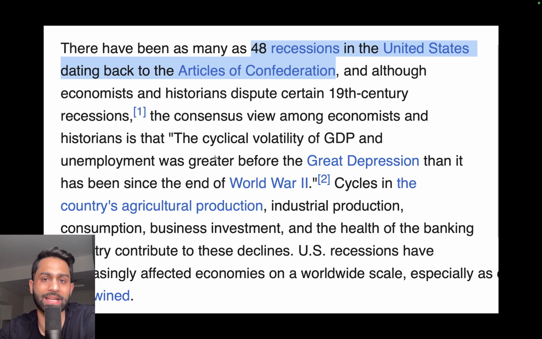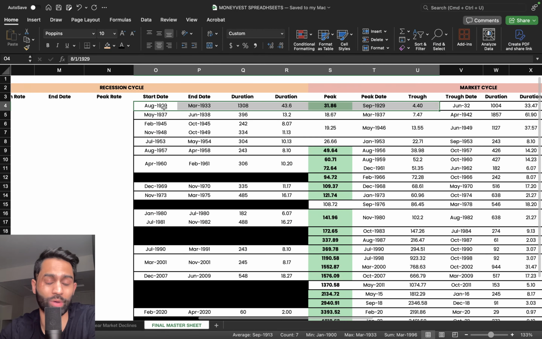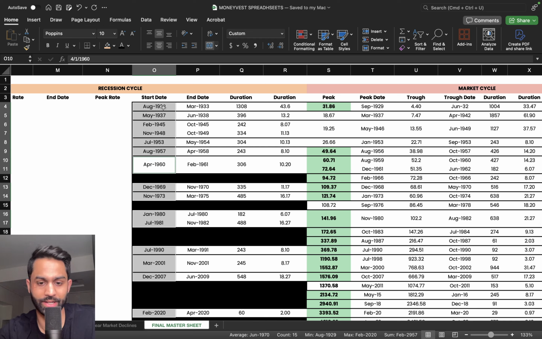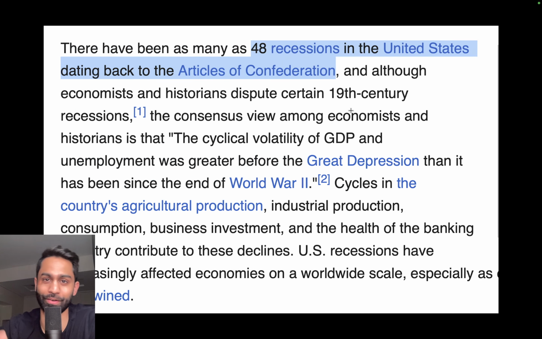There have been as many as 48 recessions total, going back as far as the Articles of Confederation, and this is from back in the 1800s. We're only going back as far as 1929. Since 1929, we have witnessed about 15 recessions. Let's just do a quick count. We have experienced just over 15 recessions since 1929, and 30 of them actually came prior to 1929, which is quite crazy to think about. But that right there is the cyclicality of the economy in the United States.